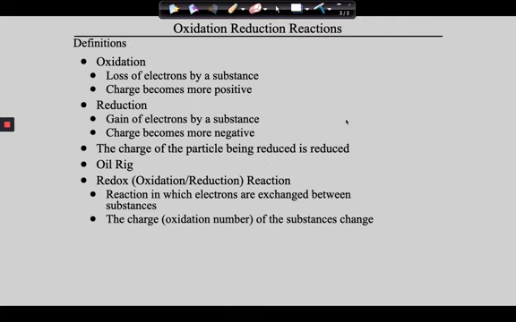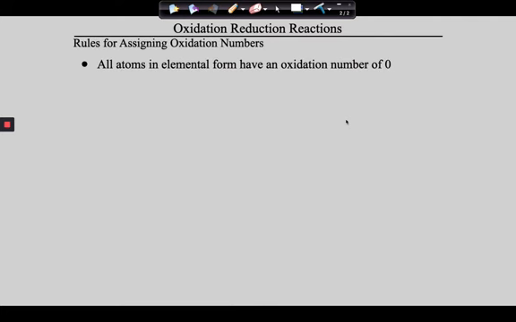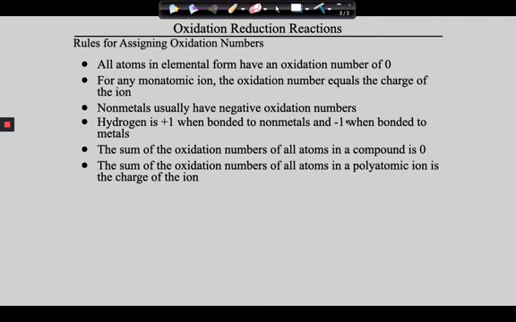So guys, what I'm going to do, and forgive me for doing it this way, is I'm going to give you the 6 rules for assigning oxidation numbers. I'm going to have you scratch these in your notes.